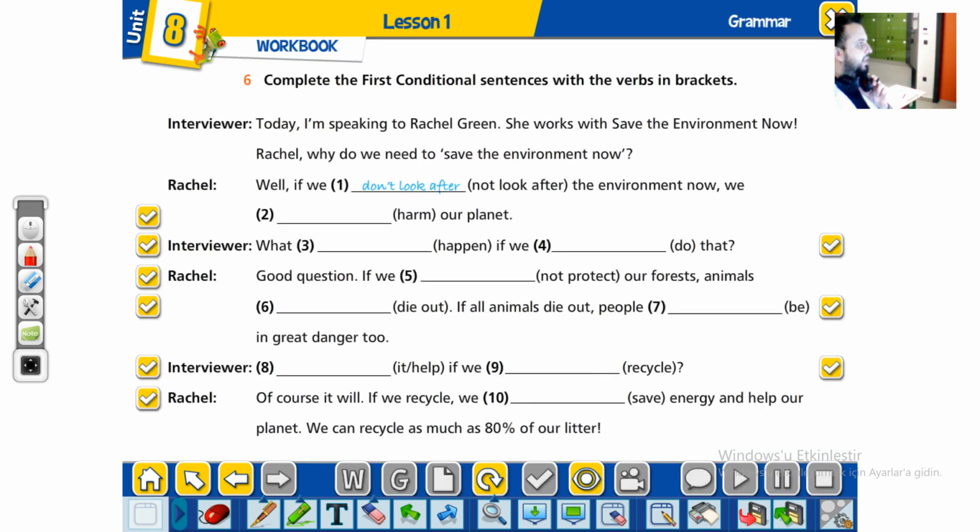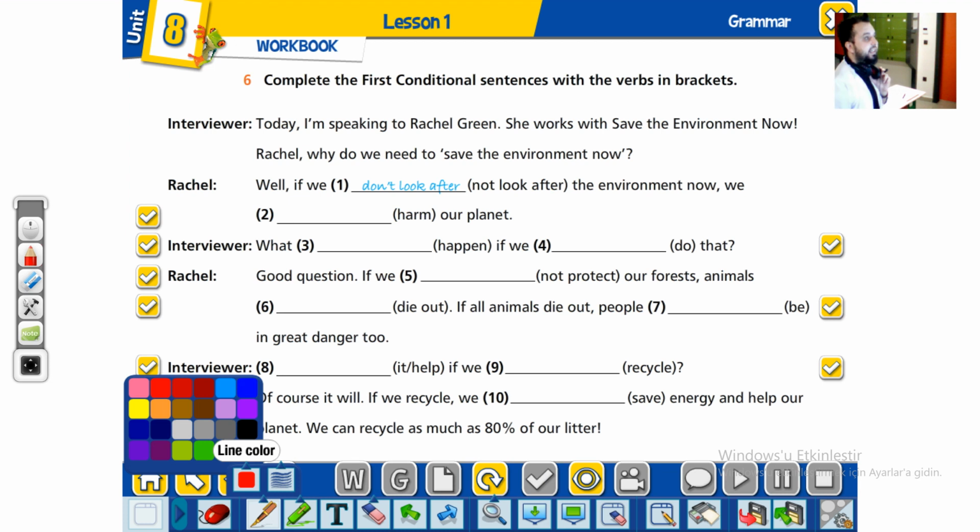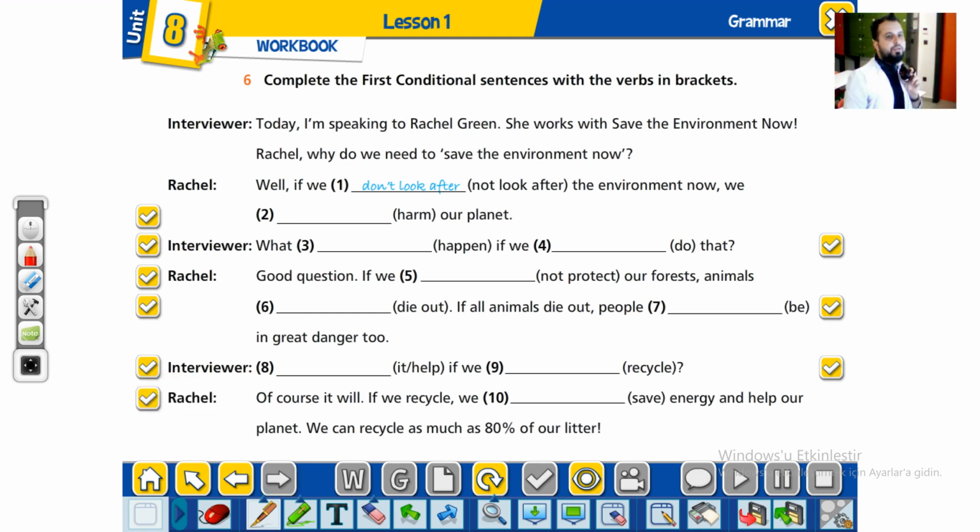And our last part, I think, we are going to fill in the blanks according to the conditionals again. First conditional again. Well, if we don't look after the environment now, eğer çevreye göz kulak olmazsak şimdi diyor, we will harm. We need to use future tense, will future in here. We will harm our planet.